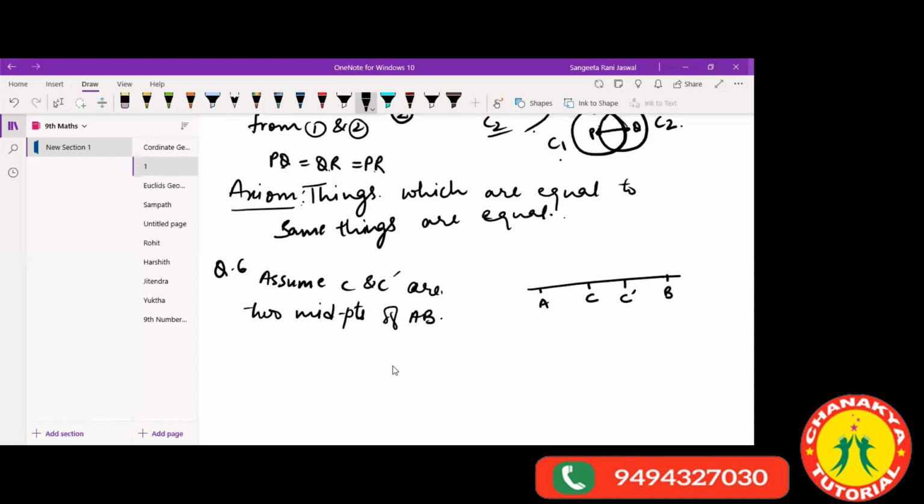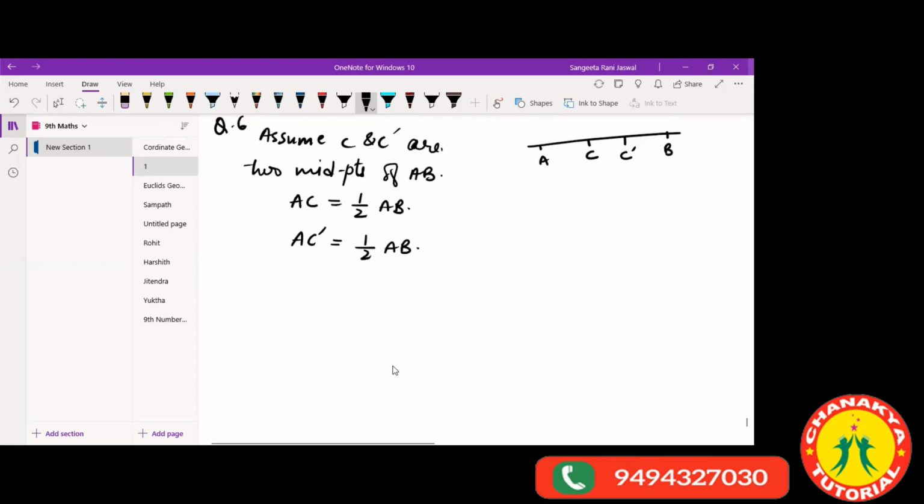Now, if they are two midpoints, let's assume that if C is the midpoint, then we can say AC is half of AB. Similarly, if C dash is also a midpoint, that means AC dash will also be half of AB. I can write this also. Yes, children, do you agree to this? Can I write it like this? Yes, ma'am. I have assumed that C and C dash both are the midpoints, so I can write for both like this, no?